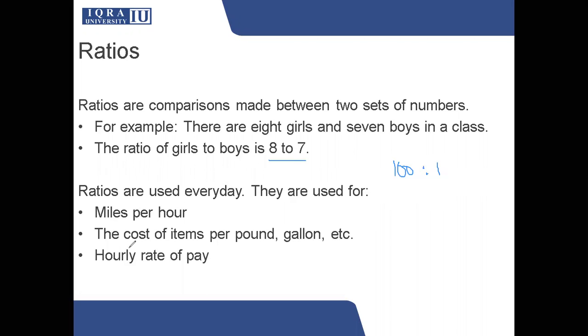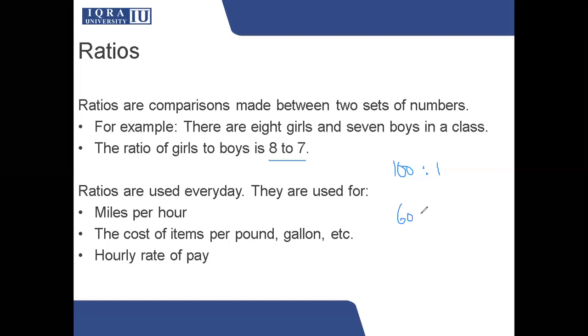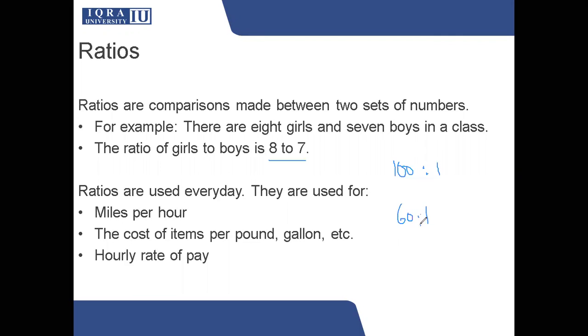Again, ratios are used to find out the cost of items per pound. For example, in Pakistan, we measure vegetables per kilo. The cost of tomatoes is 60 rupees per kilo, right? So 60 ratio 1. For 1 kilogram of tomatoes, I have to pay 60 rupees, right? So the cost of items, of course, they're also a type of ratios, and the hourly rate of pay. For example, if somebody is paid 10,000 rupees per hour, I can write it like this, 10,000 ratio 1, right? So ratios are used every day, and they're used to make comparison between two sets of numbers.